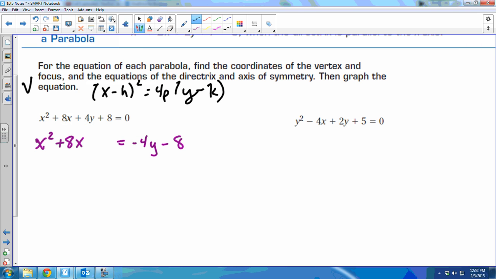X is going to be on one side, Y is going to be on the other. It's the same equation we've been using. It's the same exact one. Quantity Y minus K.